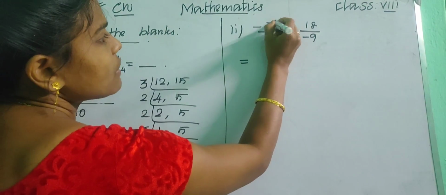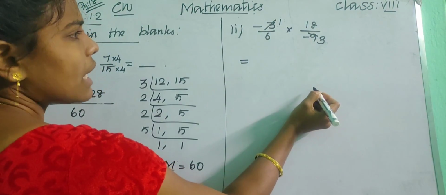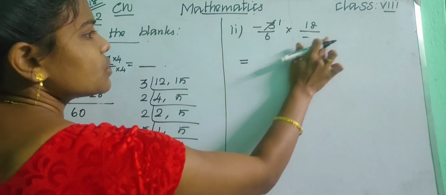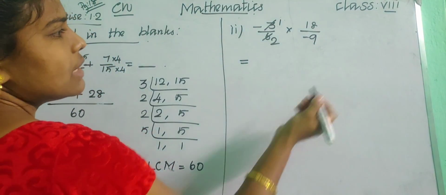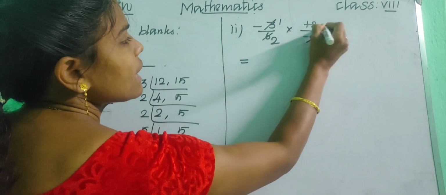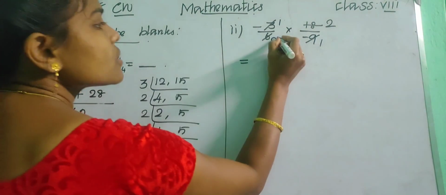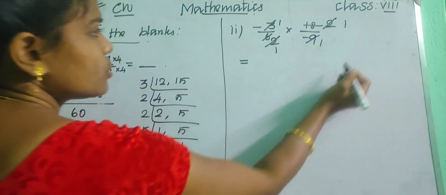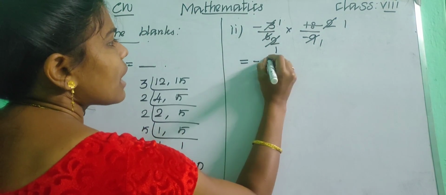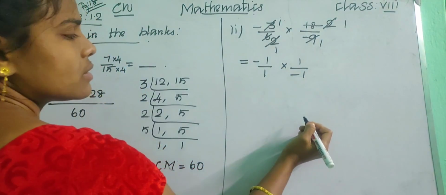See, 1 3 is 3 and 3 3s are 9. So 1 3 is 3 and 2 3s are 6. And here, 1 9 is 9 and 2 9s are 18. Again, we can cancel this 2 and that 2. 1 2 is 2 and again 1 2 is 2. So what are we getting? Minus 1 upon 1 into 1 upon minus 1.